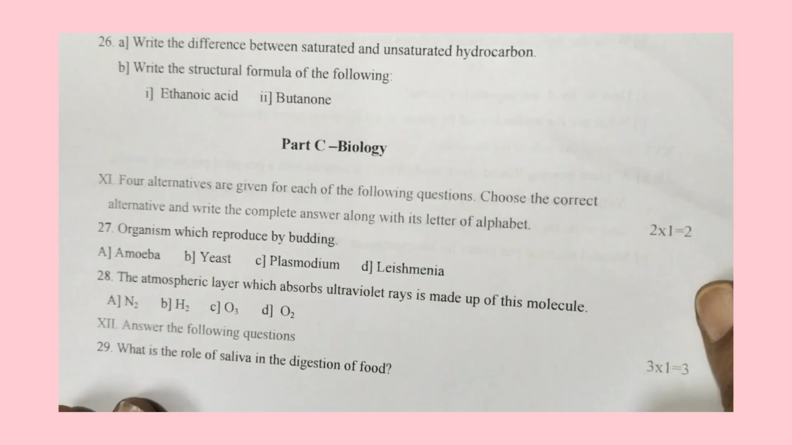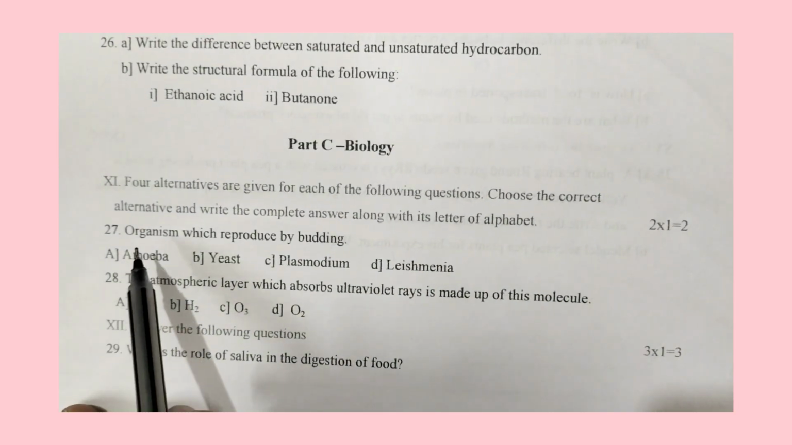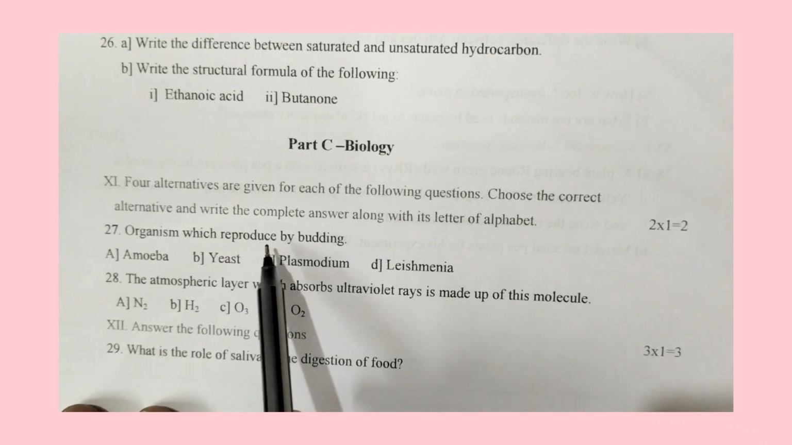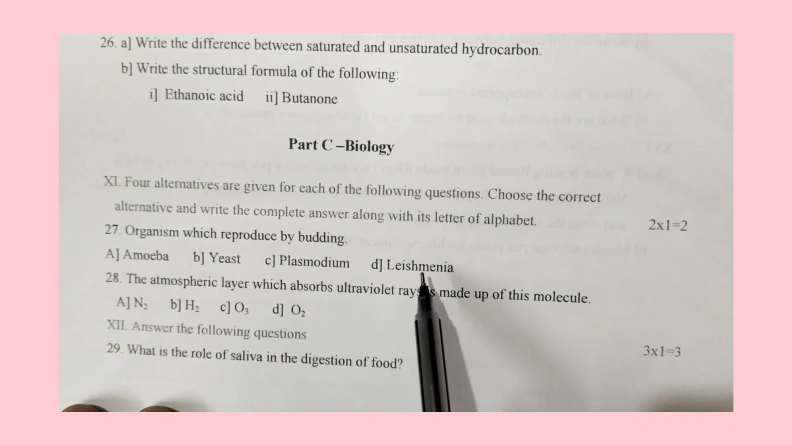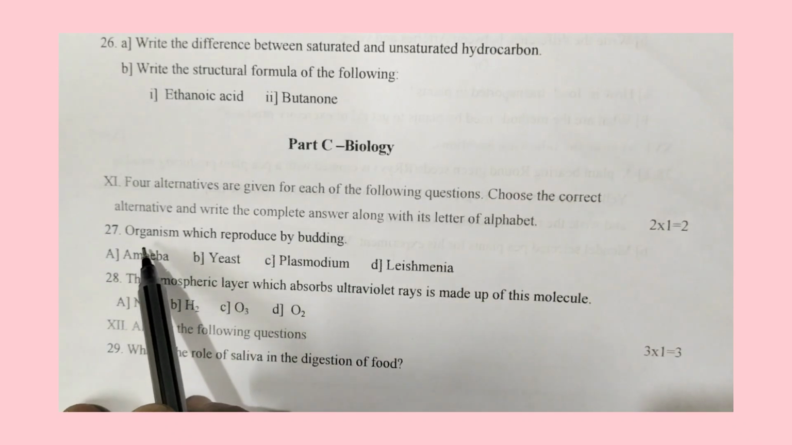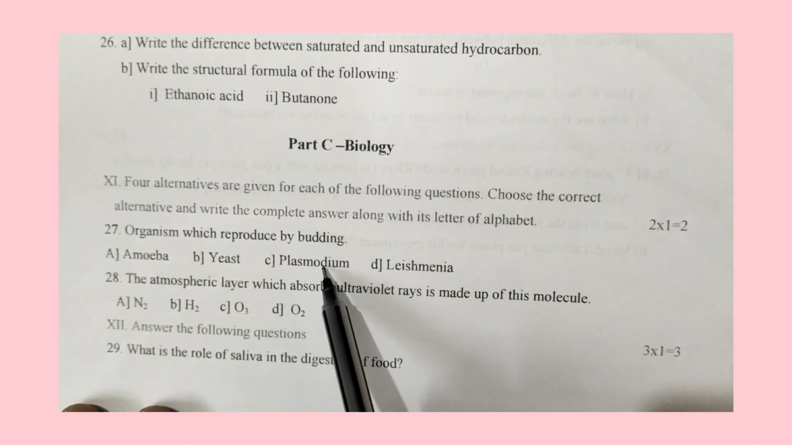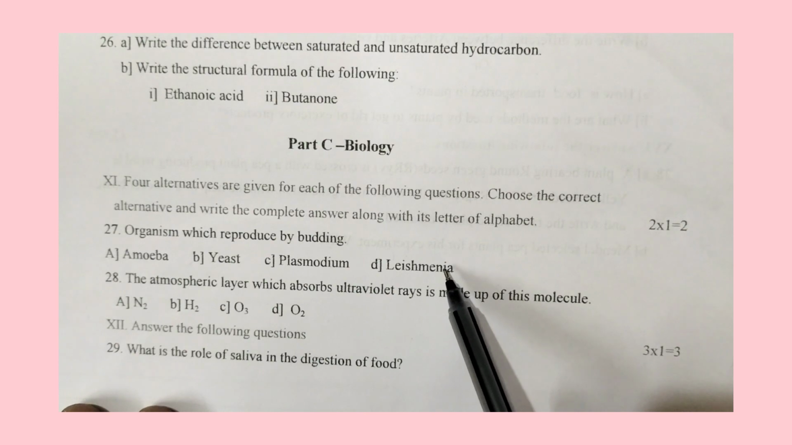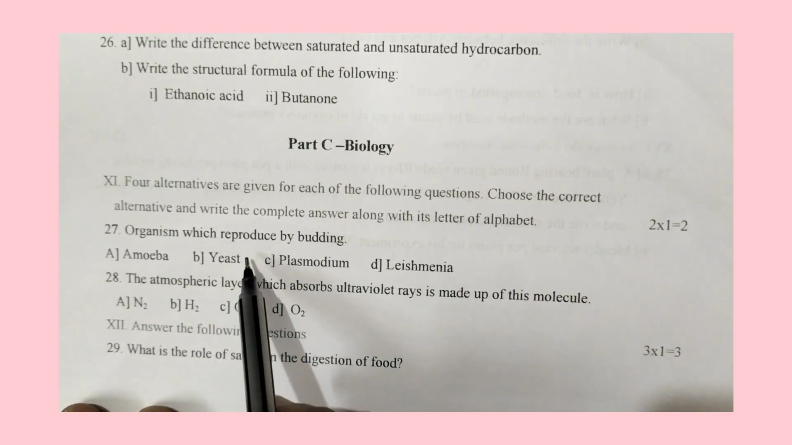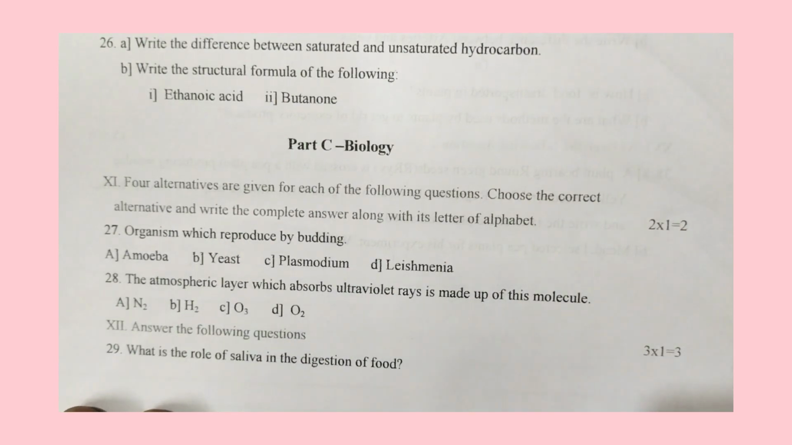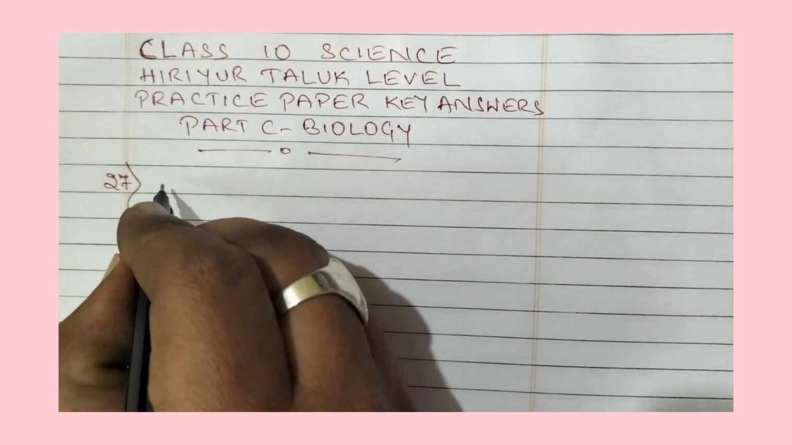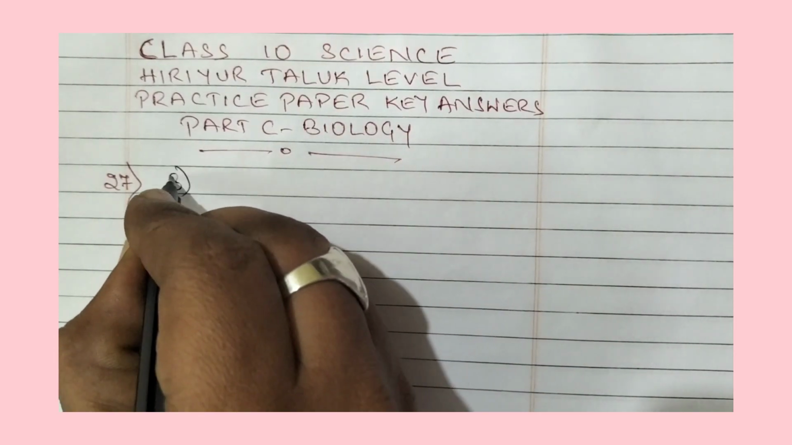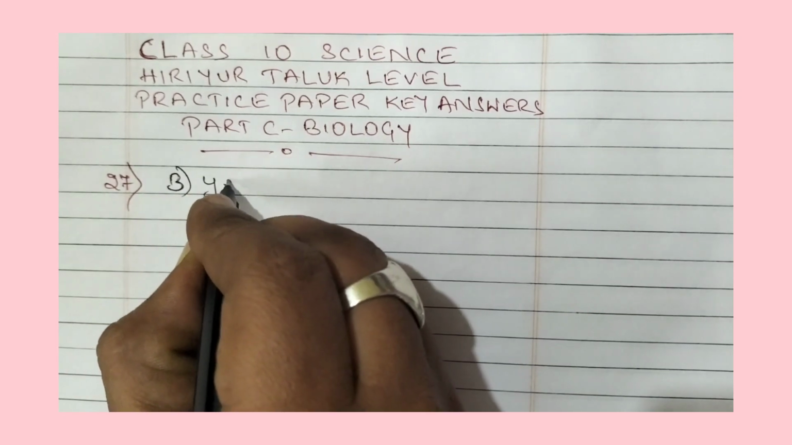The first question of biology is, organism which reproduce by budding: amoeba, yeast, Plasmodium, Leishmania. Amoeba, binary fission. Plasmodium, multiple fission. Leishmania, binary fission. Then which will undergo budding? That is yeast. For 27th question, the right option is option B, yeast.